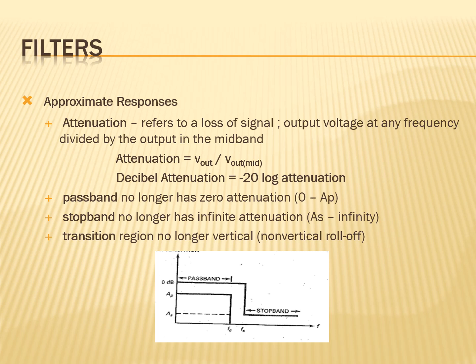A while ago, when we said attenuation, this refers to the loss of signal. The attenuation is given by the formula: the output voltage at any frequency divided by the output in the midband, because in the midband we are assuming a constant response. So for example, our V out at some frequency is equivalent to 1 volt, while our V out at midband is equal to 2. Therefore we can solve for the attenuation.